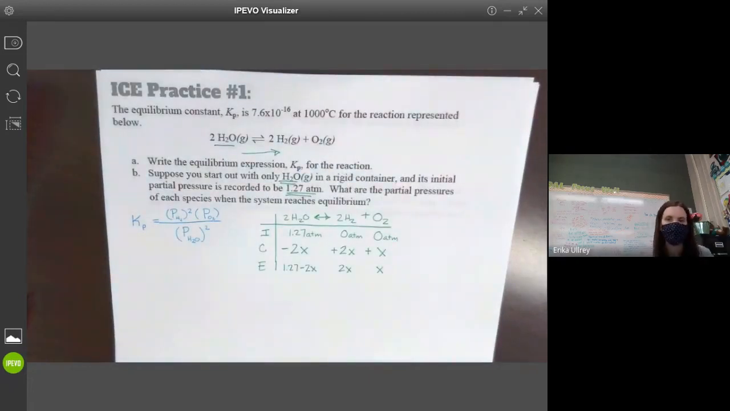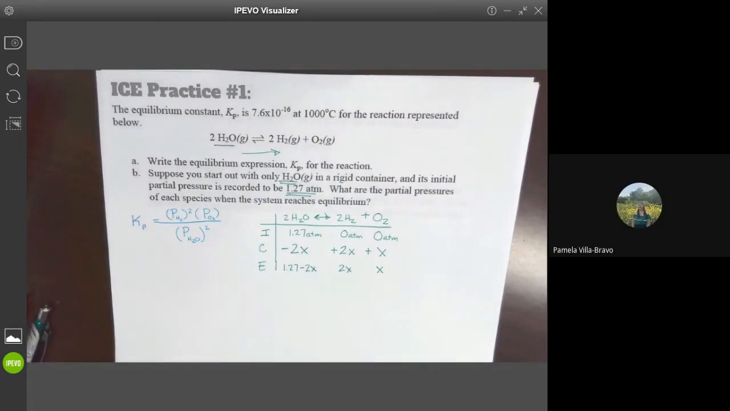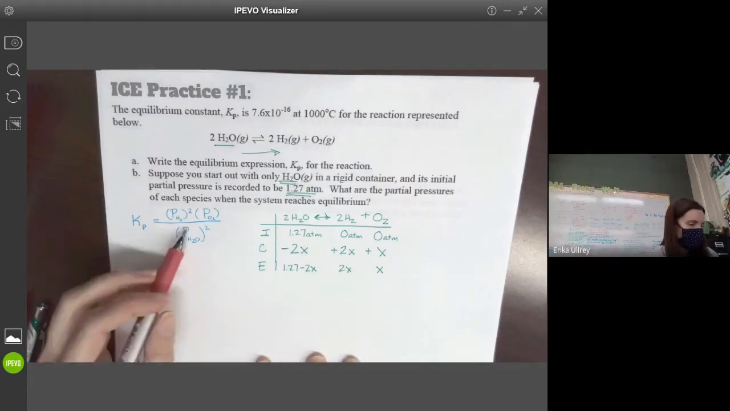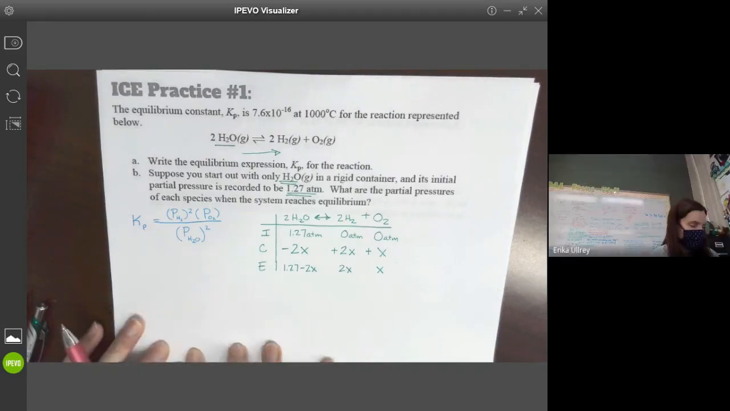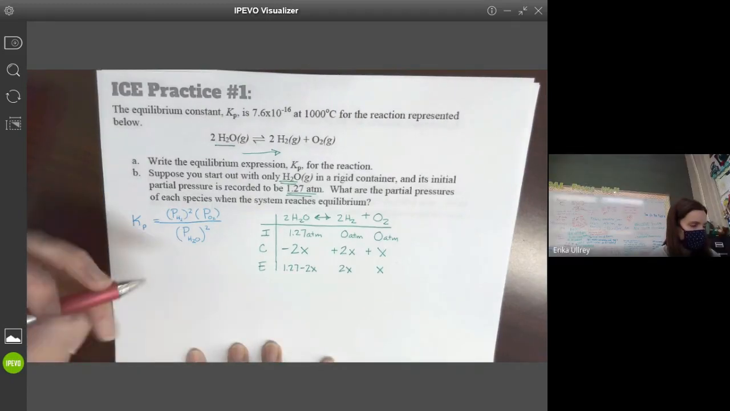Okay. So then, Pamela, what's the next step? Where am I going to put these numbers? Where am I going to plug these numbers into? In the equilibrium expression. Yep. So I'm going to put those all into the equilibrium expression.